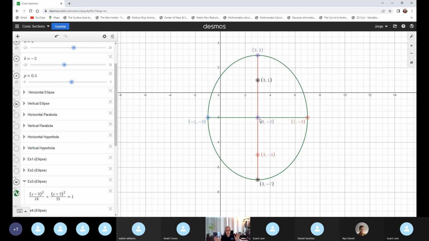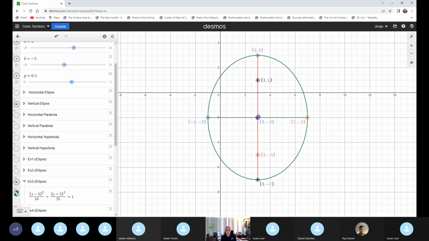And this is easy identification. For example, suppose this is no big deal. We can do it by hand. Suppose I plot the center 3, -2. I know very well the a is 5. So you move 5 upward and 5 downward.